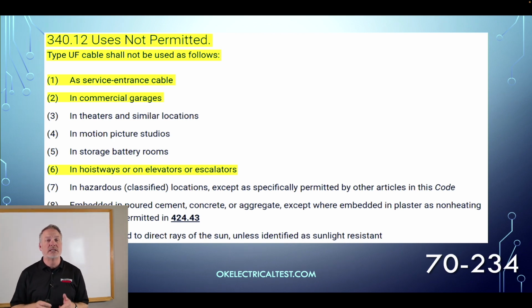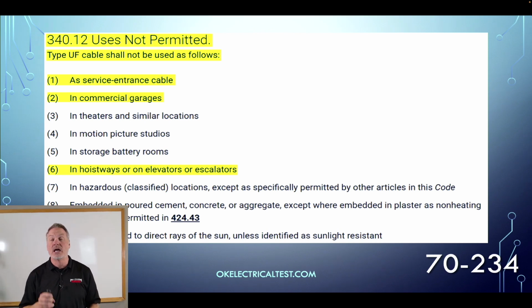Let's go to .12, use is not permitted for type UF cable. Type UF cable shall not be used as follows. Number one is service entrance cable. Can't use type UF cable as service entrance cable. And number two, in commercial garages, not allowed. And then also in hoistways, elevators or escalators. In a hoistway, elevator or escalator, that elevator shaft is only allowed to have wiring systems that are associated with the elevator, and type UF cables typically not going to be used on an elevator car.